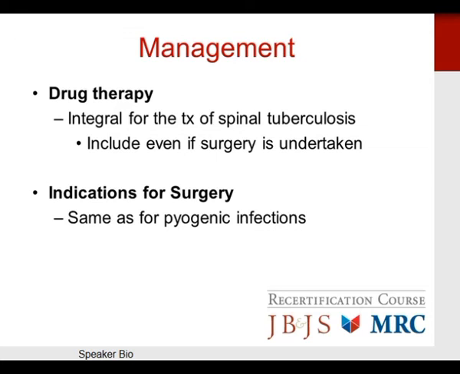The management of tuberculosis spondylitis involves debridement, but more importantly, anti-tuberculin medications, usually triple or 4 anti-TB medication, which is important to use in addition to surgical debridement. Indications for surgery are the same as for pyogenic infections: if you're unable to make the diagnosis, or they have deformity or neurologic compromise.